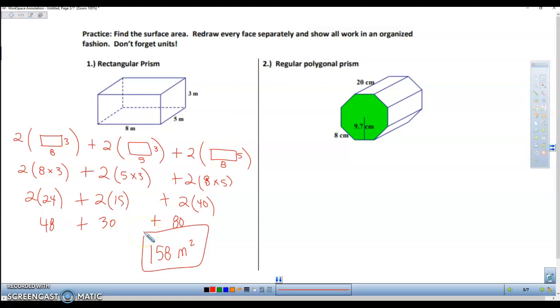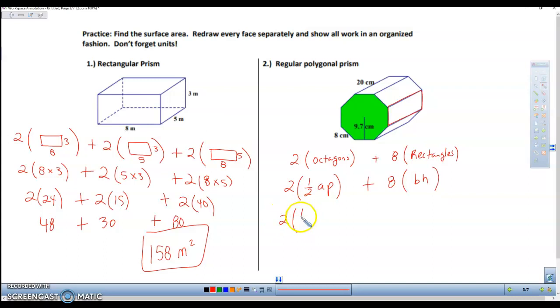All right, for our second example here, we've got a hexagonal prism. And so in the hexagonal prism, what we have is we have 2 octagons plus 8 rectangles. Those lateral faces are all rectangles. All right, so the formula for the area of an octagon is 1/2 times the apothem times the perimeter, plus the formula for a rectangle is base times height. So we're just going to plug in.